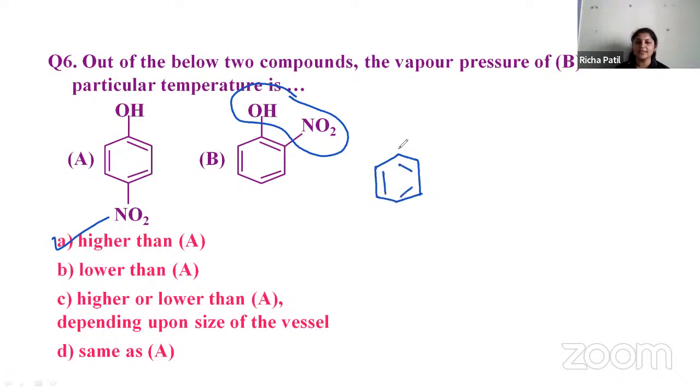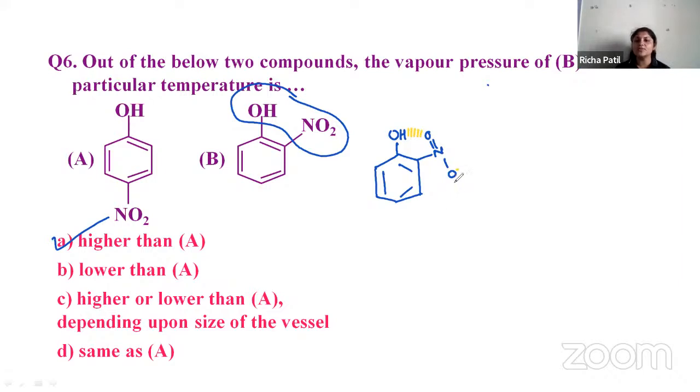What type of bonding is present here? Can anyone tell me what type of bonding is present here? Yes, intramolecular hydrogen bonding. Yes, Damini, good. So there is intramolecular hydrogen bonding present.